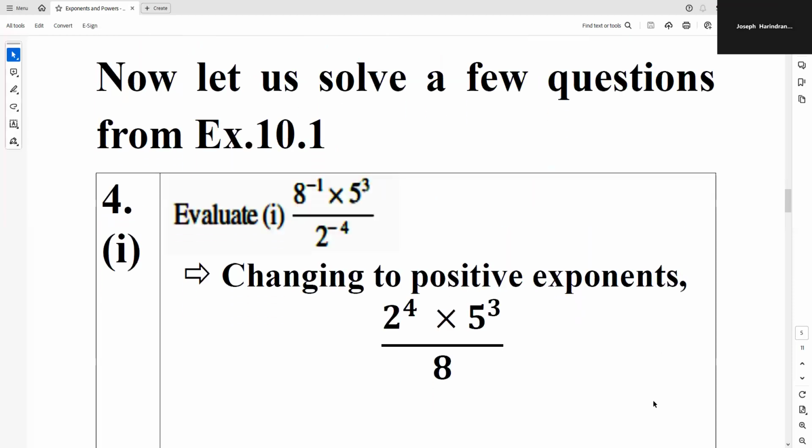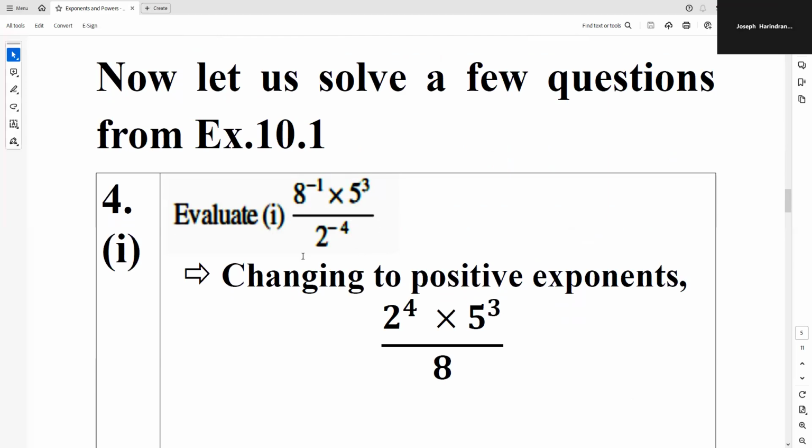Let us now solve a few questions from Exercise 10.1 of the NCERT textbook. Exercise 10.1, fourth question. Evaluate: 8 power minus 1 into 2 power 5 cubed divided by 4 power minus 4.